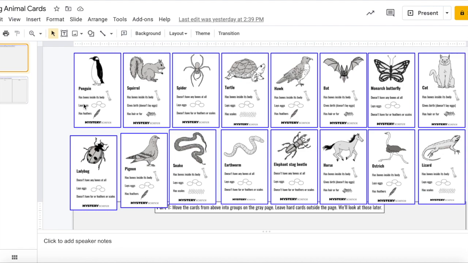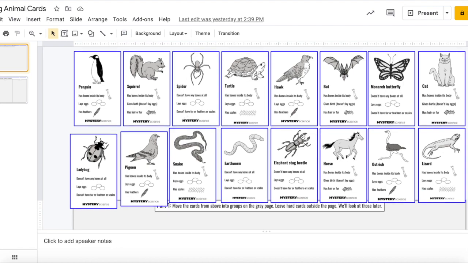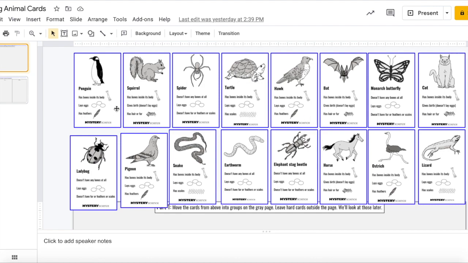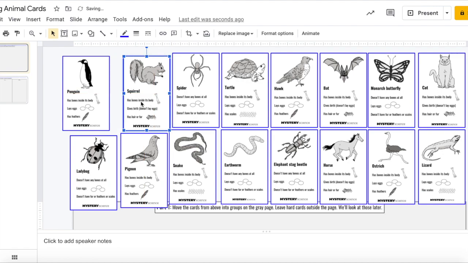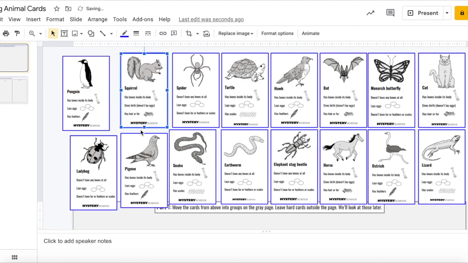It has two parts. On the first page, the first slide in this Google slideshow, there are a bunch of animal cards. You can move them by clicking on them and dragging them.